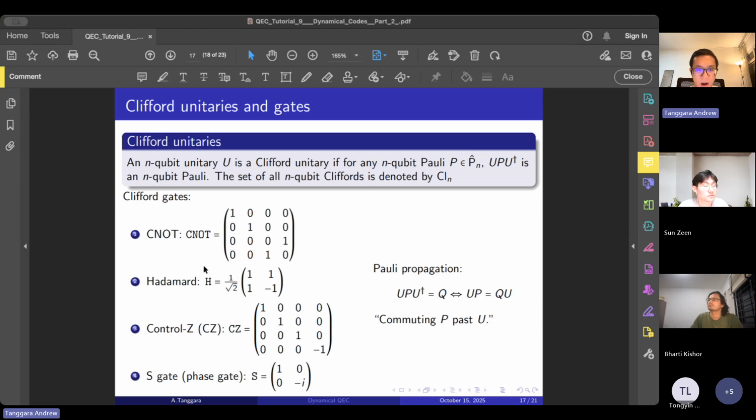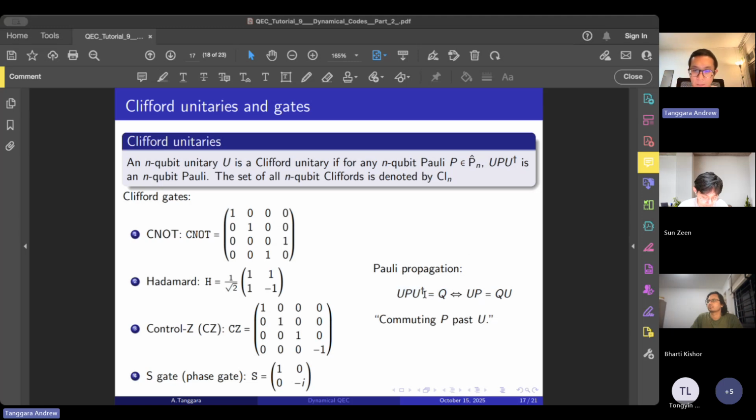These are just commonly considered Clifford gates. This is a CNOT gate, which flips the second qubit conditioned on whether you have 0 or 1 in the first register, and the Hadamard gate, controlled-Z, and the S gate or phase gate. So basically this conjugation defines what you get by propagating your Pauli through a Clifford unitary. So this is the propagation, right?